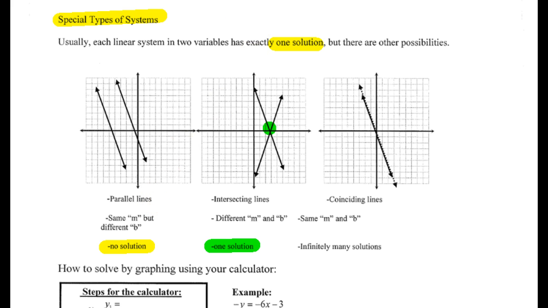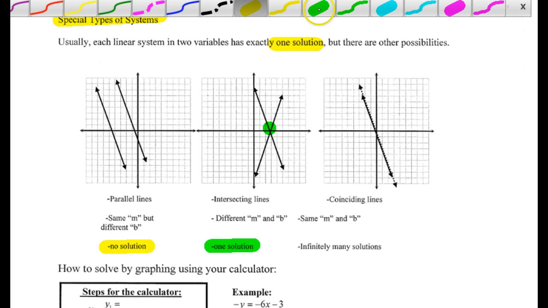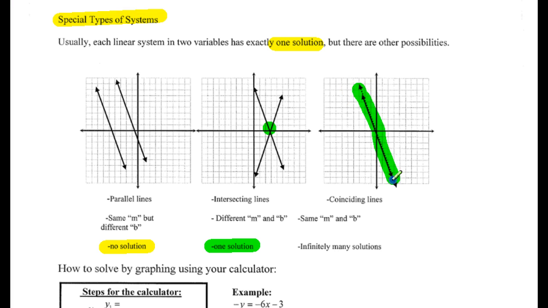Okay? And then, last but not least, if you graph two lines, what they're trying to show you here is that sometimes the lines are directly on top of each other. Well, if they're on top of each other, where are they touching? In that case, they're touching everywhere. And so that would be infinite solutions, right? One intersection, one answer. No intersections, no answer. If it intersects everywhere, it's an infinite answer. And we call these coinciding lines, okay?